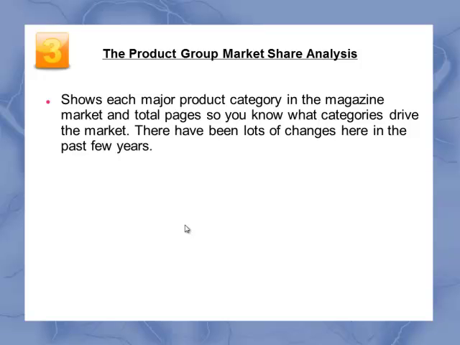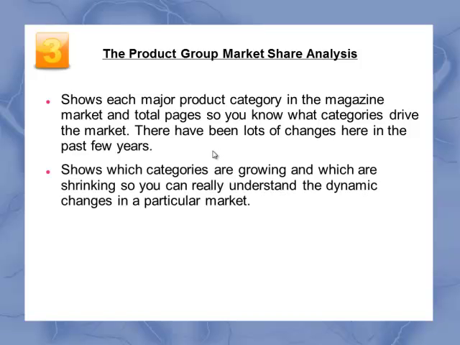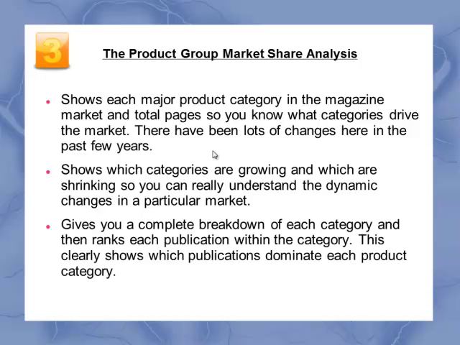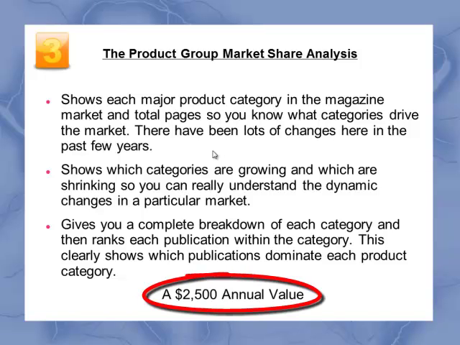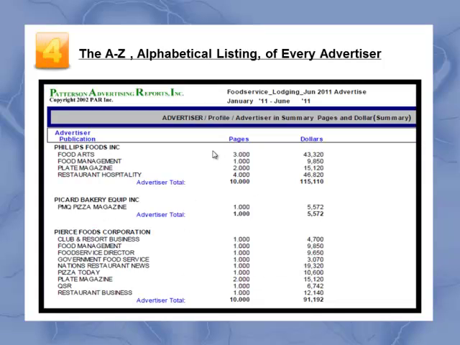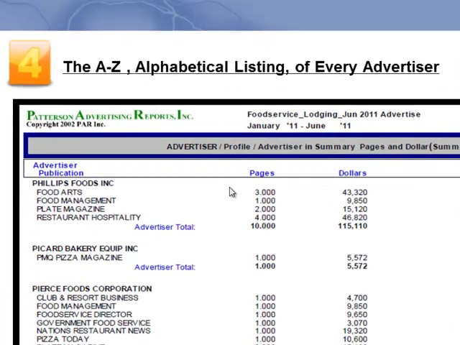The product group market share analysis shows each major product category in the magazine market and total pages so you know what categories drive the market. There have been a lot of changes here in the past few years. It shows which categories are growing and which are shrinking so you can really understand the dynamic changes in a particular market. It gives you a complete breakdown of each category and then ranks each publication within the category. This clearly shows which publications dominate each product category. A $2,500 annual value.